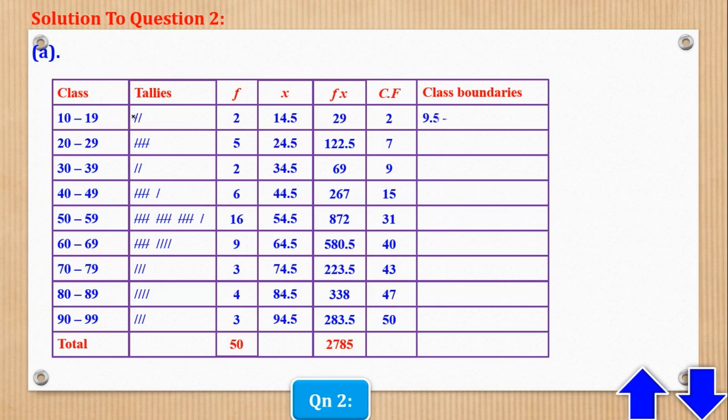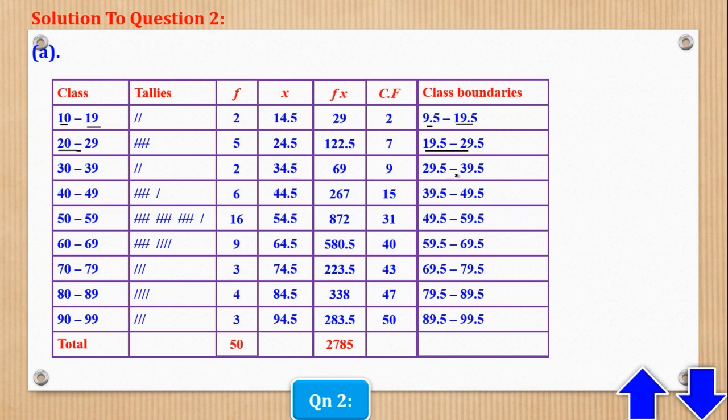So when you do that, we shall come up with this. For example, 10 minus 0.5 is 9.5. 19 plus 0.5 is 19.5. So when you do that for the second row, we shall come up with this. Then next class it will be that, and so on for each remaining class, and lastly that is that.